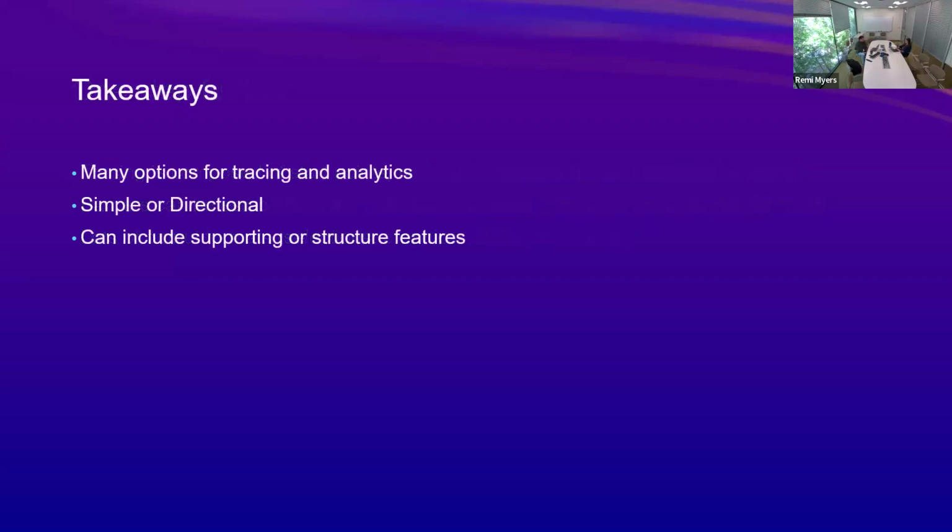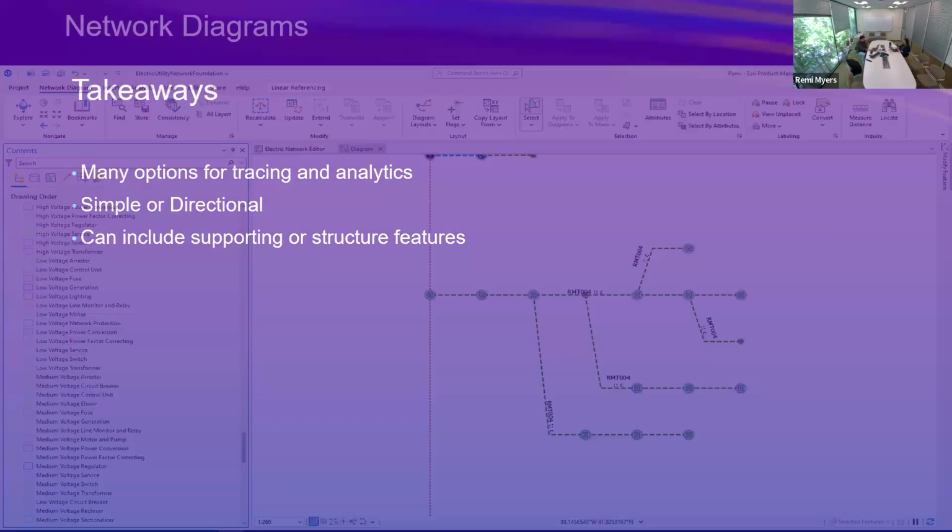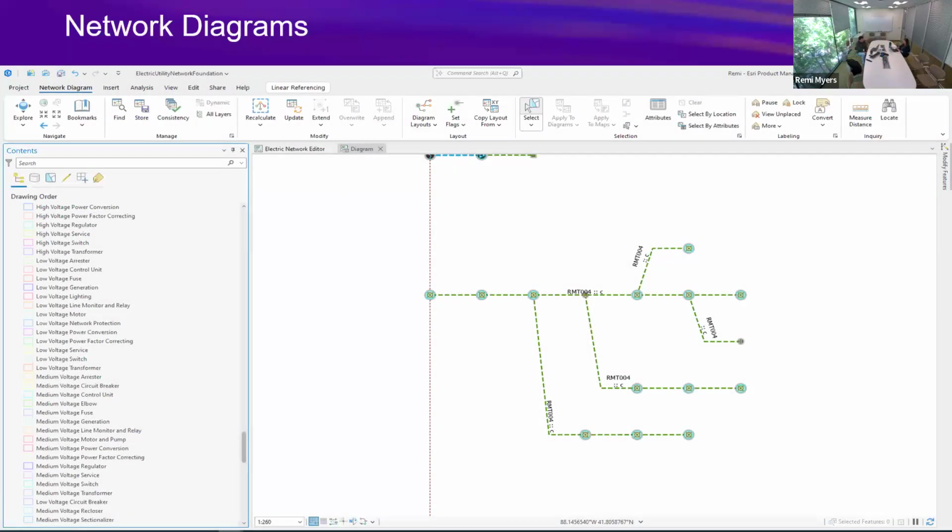So what are the takeaways? You've got a ton of options for tracing and analytics in the utility network. It can be simple traces or it can be directional. And what's important for me is, from an asset management perspective, now you can include supporting or structural features in the result of a trace. So the next thing I'd like to cover is network diagrams.